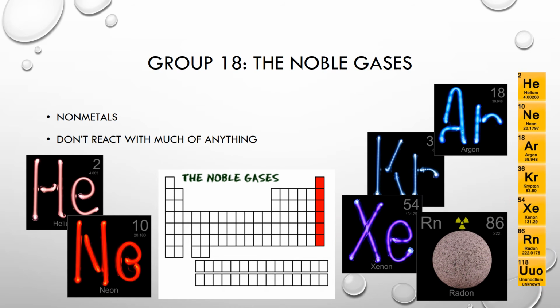And finally, we have the noble gases. These guys are nonmetals, and they really don't do much of anything. Other than radon, which is a little bit radioactive, these guys just pretty much don't like doing anything. They sit there, they hang out. They are the chill guys in the periodic table. So this is a chill family here in the noble gases. And that wraps up our discussion of the periodic table.